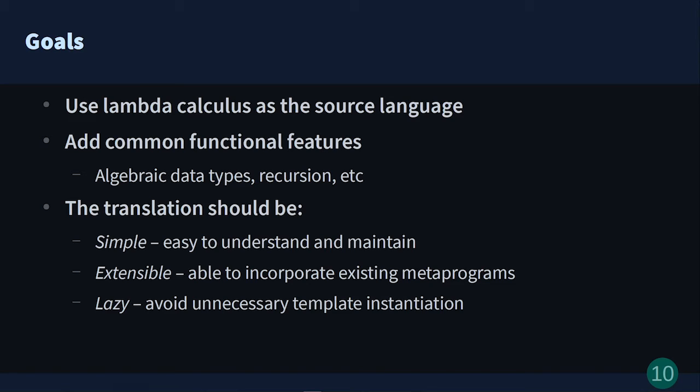In particular, the resulting metaprograms should still be readable by humans, so they can be manually adjusted if necessary. The translation should be extensible, in case we want to add support for, say, partial functions or more fine-grained strictness control. And of course, we should be able to use the resulting metaprograms with existing code, in particular the library metaprograms. And laziness is going to help the compiler by removing some unnecessary template instantiations.